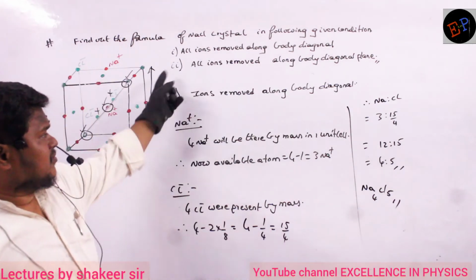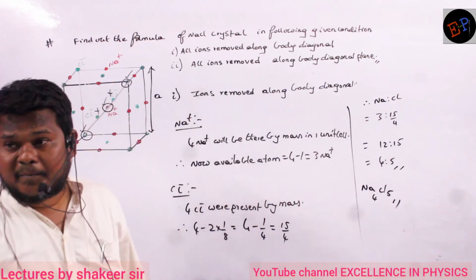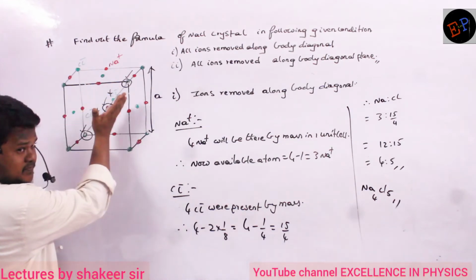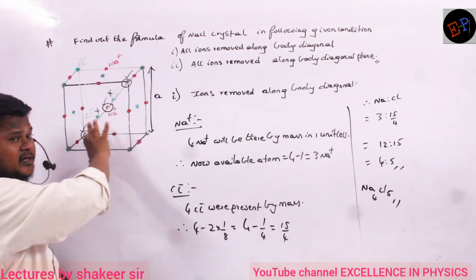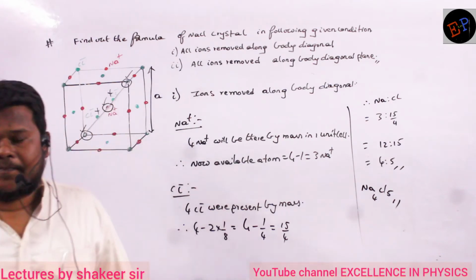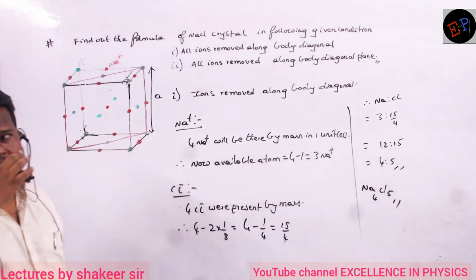Now the second one, can you do? When ions are removed along the plane, along the body diagonal, you place a plane like this. And all the atoms which are touching the plane, you must remove them. Clear? So the next question is ions removed along the body diagonal.